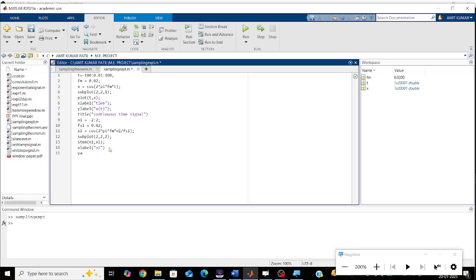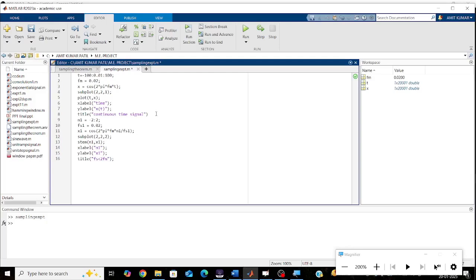For ylabel, on the y-axis we are taking the amplitude, so x1 or x1[n], whatever you want, you can write. After this we have to give the title. What is the title of the graph? This is the plot, first case, sampling frequency is less than twice the maximum frequency case. This is the title of the graph.